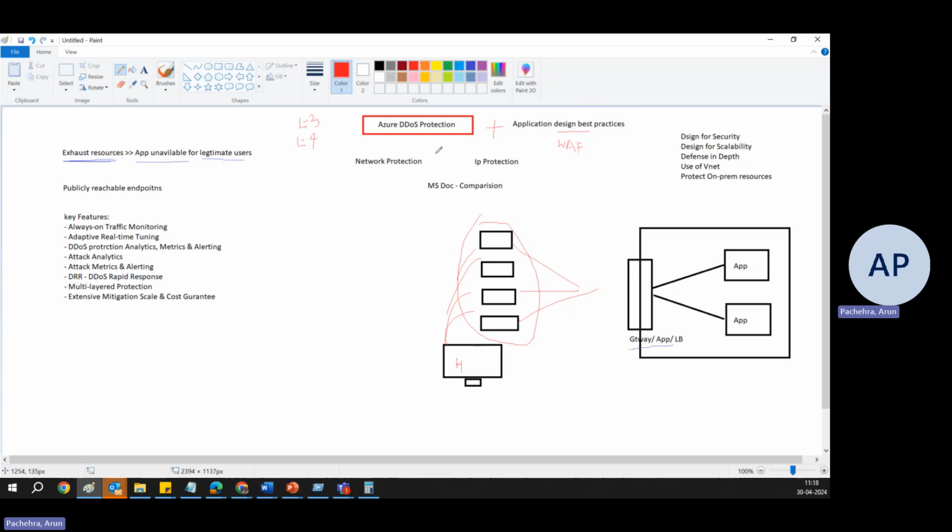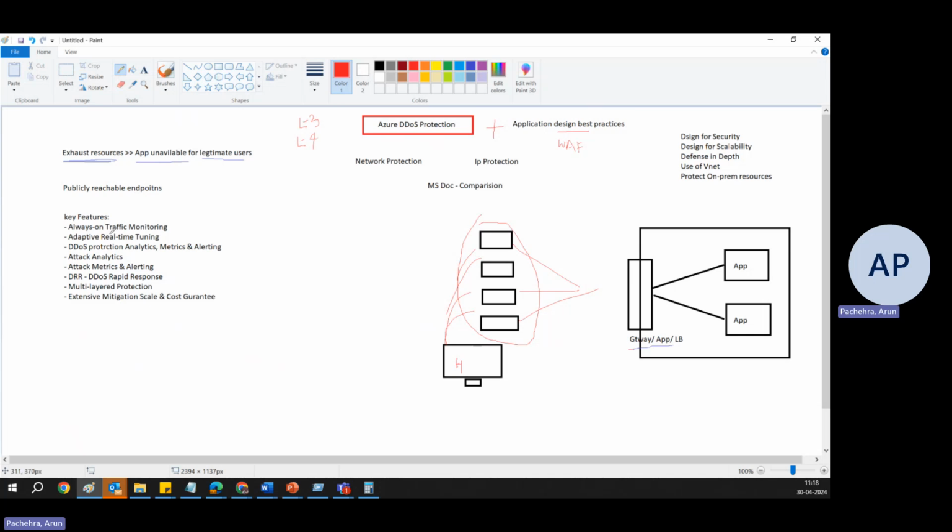So before we dig into the different types of DDoS protection, as you can see, network and IP, let's go through some examples just to understand how exactly it works. What are the different features that we will get when we opt for Azure DDoS protection?